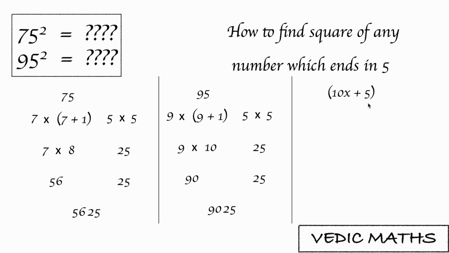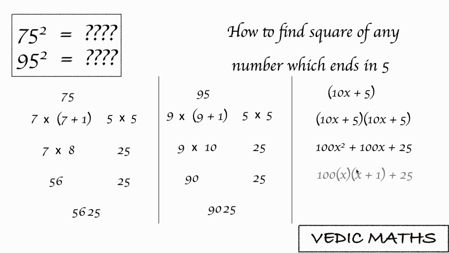Now we are doing the square of this number, which means (10x plus 5) multiplied by (10x plus 5). If we solve this, we get 100x squared plus 100x plus 25. Now taking 100x common from the first two terms, we get 100 times x(x plus 1), plus 25.